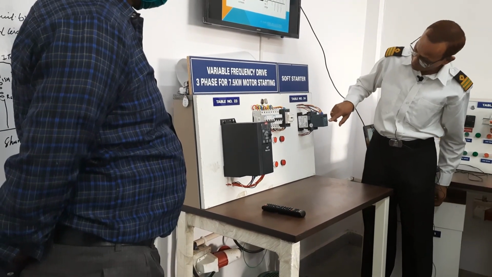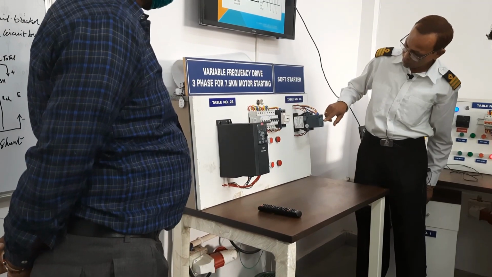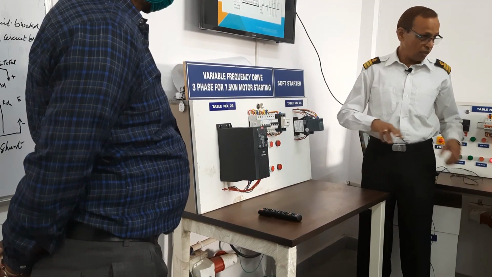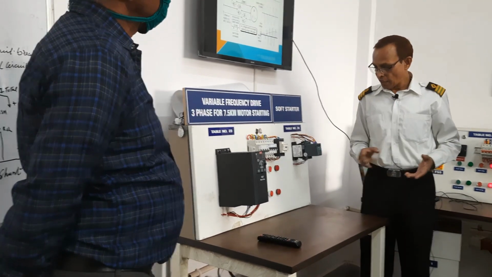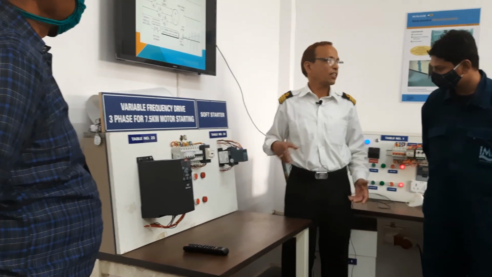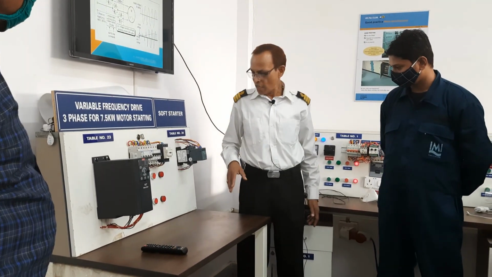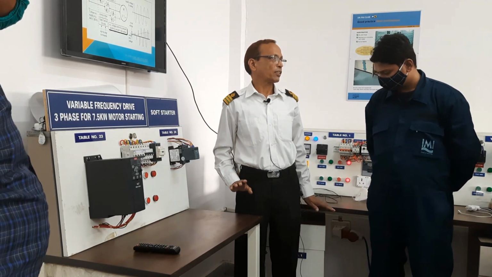You see, it is ramping up. This is the ramp, and now it has taken the full speed. After full speed you can change. Now we are running on this. We can change the circuit also. We can make it like star delta, but now it is running on the full speed. This is what the soft starter is.